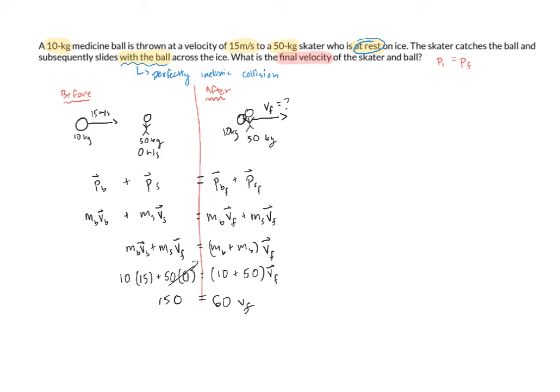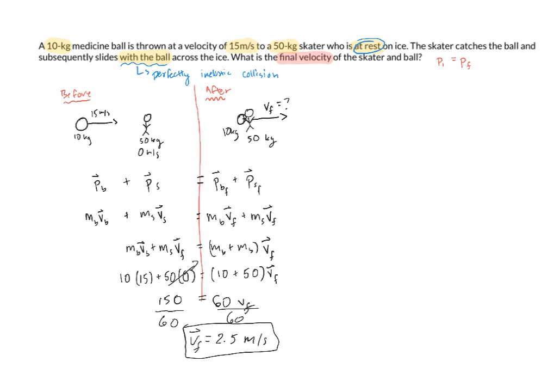So now I have to finish and solve for my final velocity. I'm going to divide both sides by 60. And what I will get is that the final velocity of the ball and the skater is 2.5 meters per second. So, as always, the last thing that I want you to do is do your sanity check.